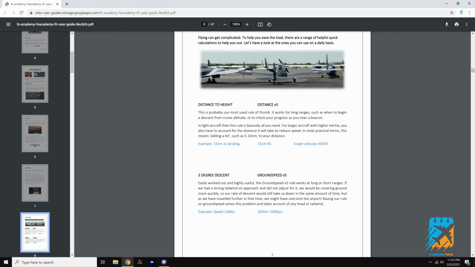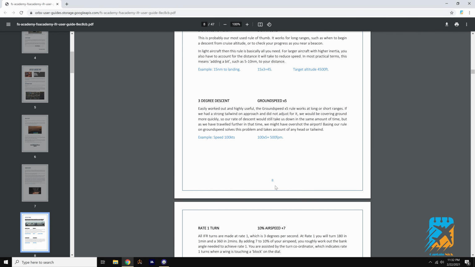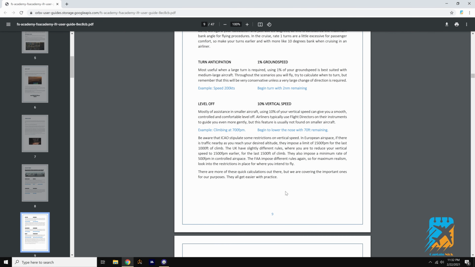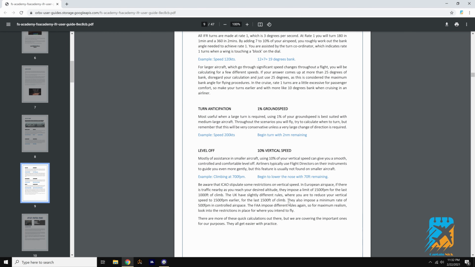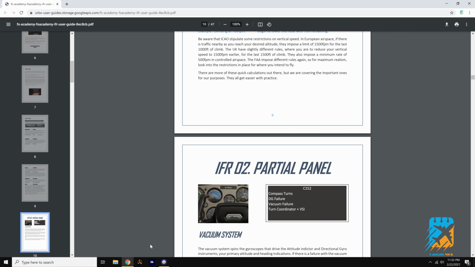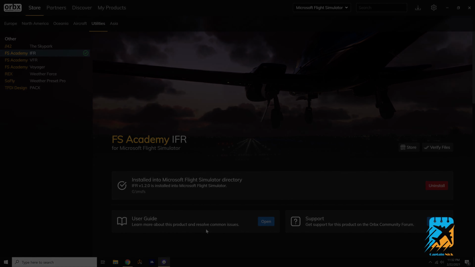Handy rules of thumb. These will actually be gone over in the lesson as well. So descent, actually they don't go over descent. They do go over rate one turns, anticipations, leveling off. And then, like I said, you go through and take it and go on to the next one. So we're going to hop in the simulator now and take a look at how this is set up in there.